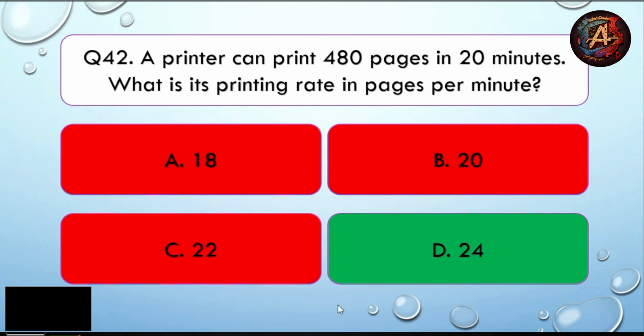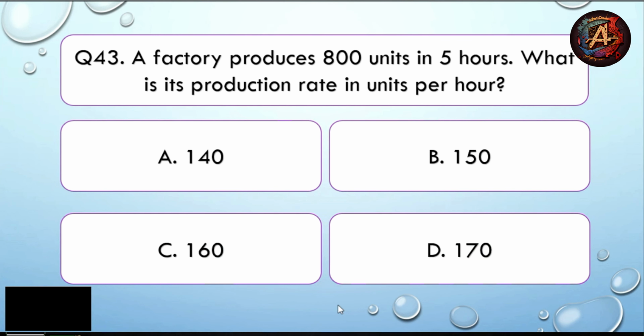Now let us go to question number 43. A factory produces 800 units in 5 hours. What is its production rate in units per hour? So is it A, 140, B, 150, C, 160, or D, 170? I'll give you 5 seconds.